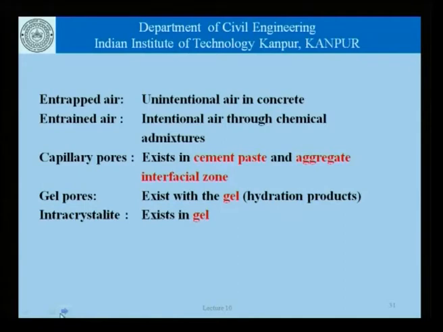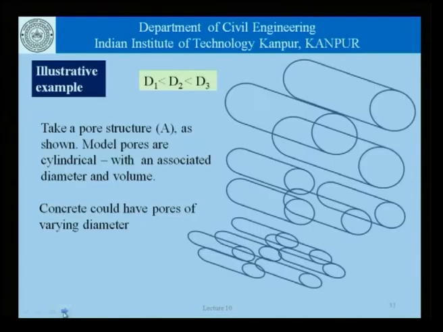Entrapped air is unintentional air in concrete. Entrained air is intentional air through chemical admixtures. Capillary pores exist within the cement paste and aggregate interfacial zone. The gel pores exist with the gel in the hydration products, and intercrystallites exist within the gel.